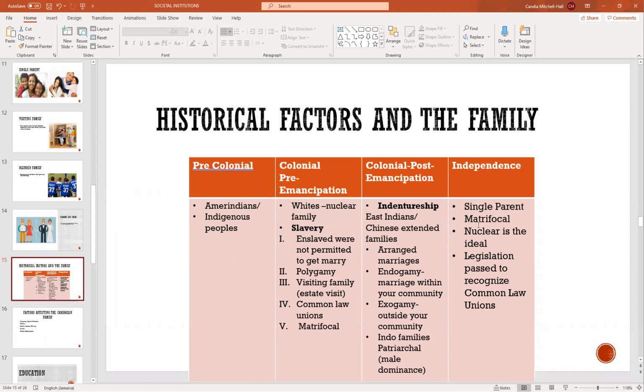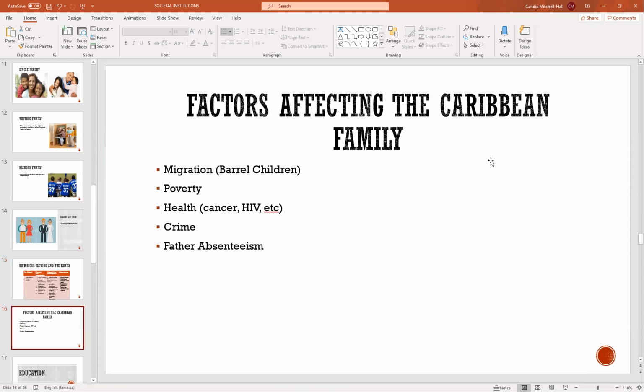But although in the Caribbean we have common law unions, we have matrifocal, visiting family, patriarchy, the ideal that most people tend to want is the nuclear. People want to get married. And in the independence period, we have laws that were passed to recognize common law unions. In the Caribbean today, we have several different factors affecting the families.